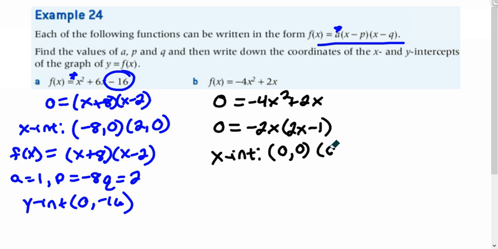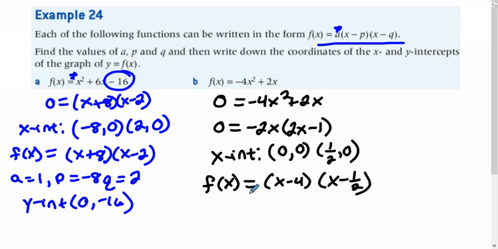And set this one equal to 0, that's a half, 0. Again, I just set each of those factors equal to 0. Once you know those x-intercepts, just like you did over here, now you can write your equation. f of x equals x minus 0, x minus a half, and then my a value, which is -4. Sorry, it's a little cramped in there.